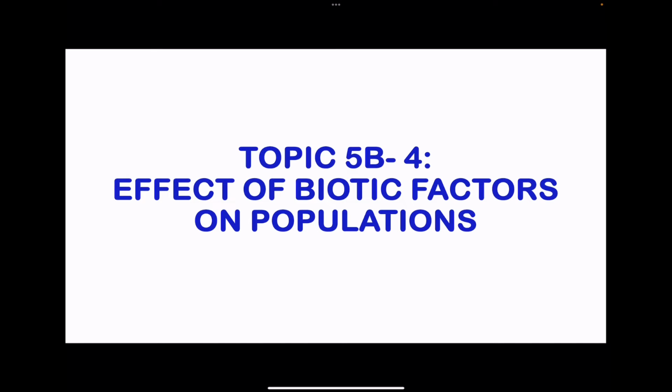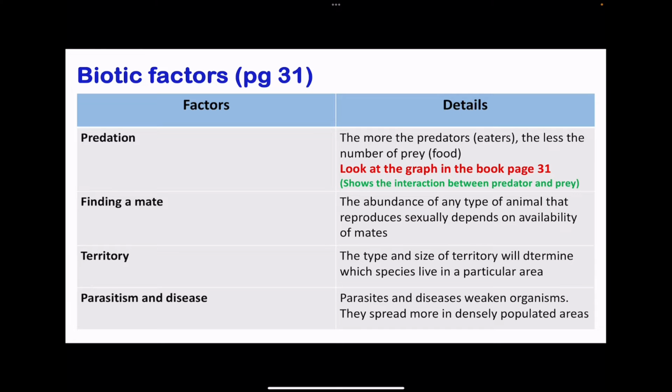Moving on to topic 5b4, effects of biotic factors on populations. So here we're going to look at predation, finding a mate, territory, parasitism, and disease. For predation, the more the predators, the lower the number of the prey. You can look at some case studies in your textbook.